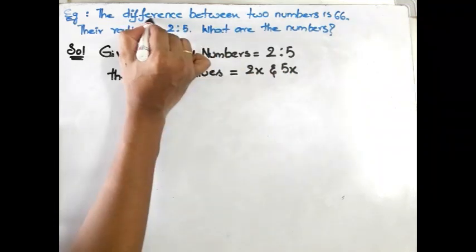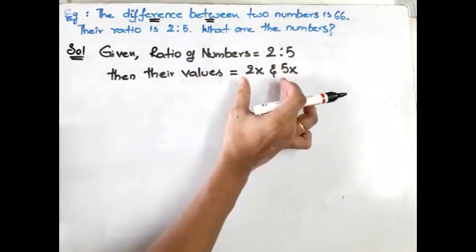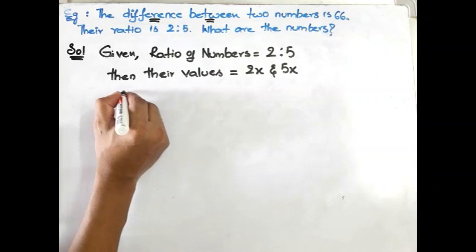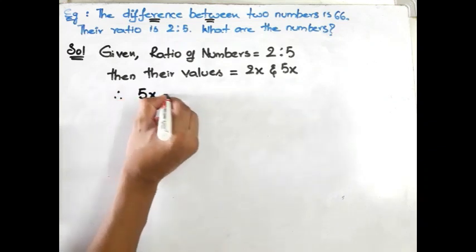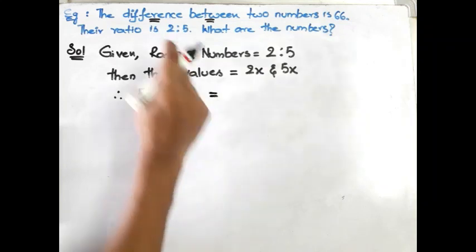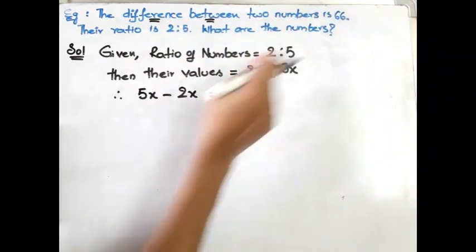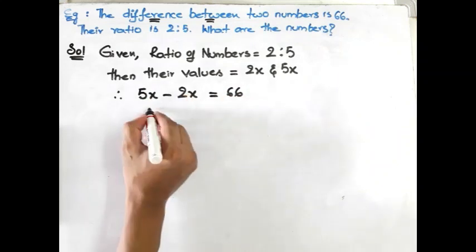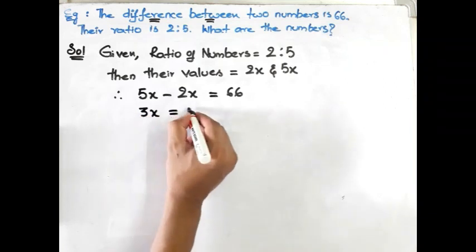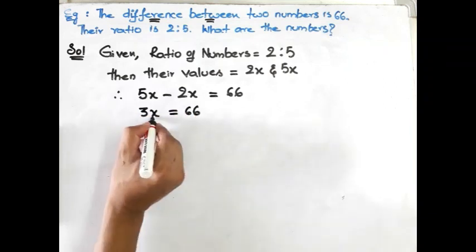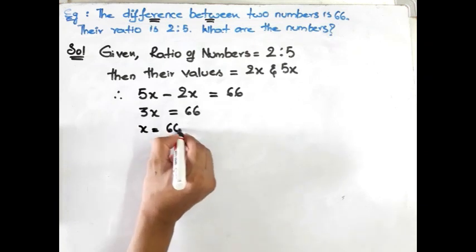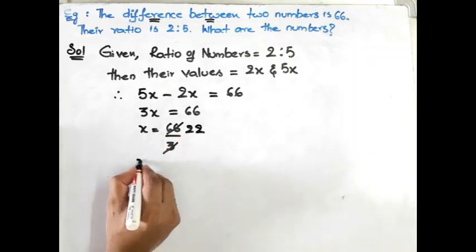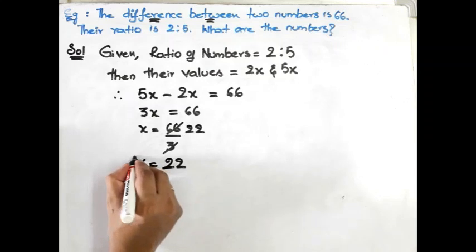Now look, the difference between the two numbers. Difference means, as I always say, we have to subtract smaller from bigger. Therefore, 5x minus 2x, the difference between two numbers, is equal to 66. Being like terms, 5x minus 2x gives us 3x equal to 66. 3 is in multiplication with x, so if we transpose it to the other side, it will go to division. 3 ones are 3, 3 twos are 6. We got the value of x as 22.